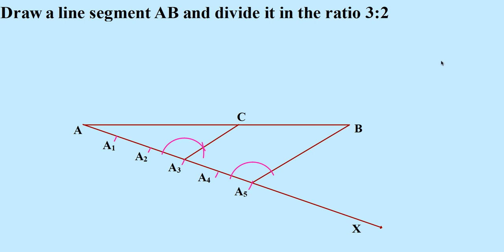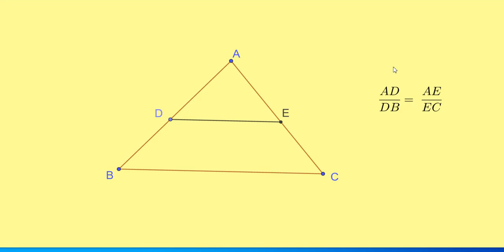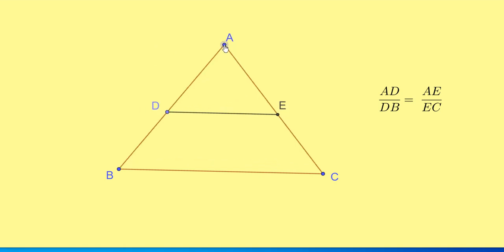Now let us see how this method gives us the required division. You know that if a line is drawn parallel to one side of a triangle to intersect the other two sides in distinct points, then the other two sides are divided in the same ratio. That is the basic proportionality theorem. If DE is parallel to BC, in all cases you will get AD by DB is equal to AE by EC.